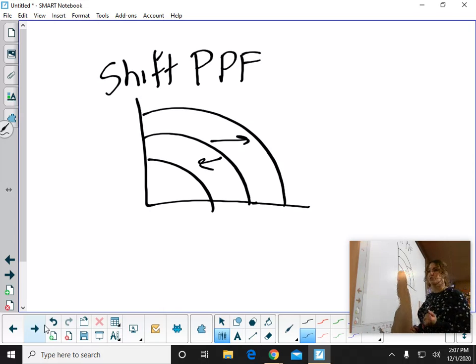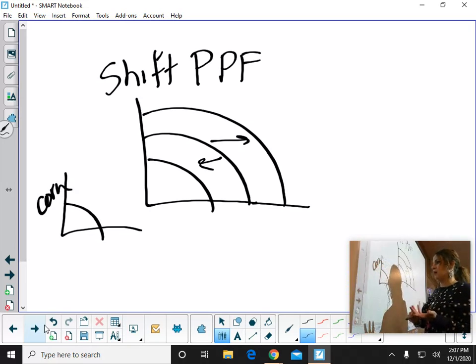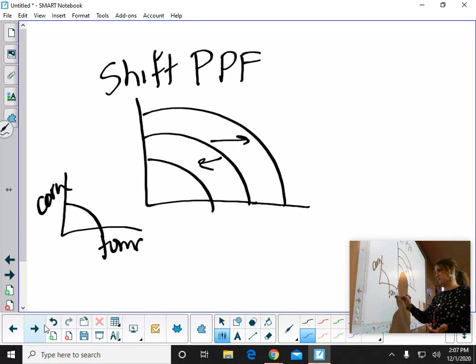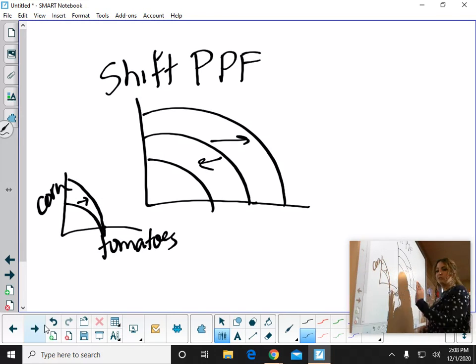So if you had something more technical, like you are producing, you know, corn and tomatoes, and you get more corn seed and you can now produce more corn, that doesn't necessarily affect your production of tomatoes. So corn shifts to the right, but tomatoes stays in the same spot. So it's a shift, but it almost looks more like a rotation. So it is a rightward shift of corn, but your tomato production is still the same. That wasn't affected.